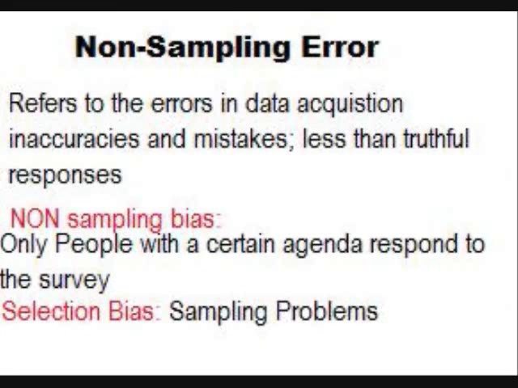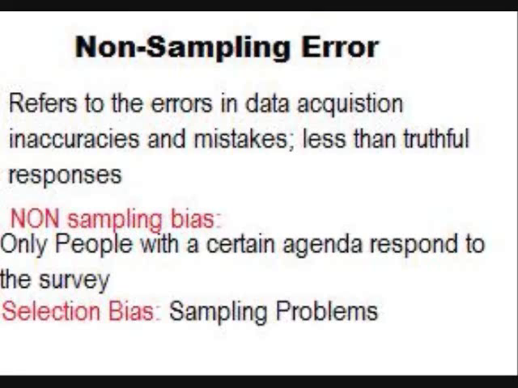So what's a non-sampling error? A non-sampling error refers to the error in data acquisition, inaccuracies and mistakes, and less than truthful responses in a survey. So people who kind of fib on the survey. And a non-response bias, there's two here. There's non-response bias and there's a selection bias that fall under non-sampling errors.